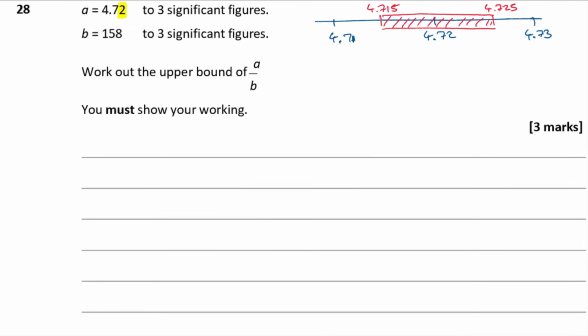Okay, now that's A. I'm going to do the same thing for B. B is 158 to 3 significant figures. So I'm going to draw another number line and mark on the number they gave us, which is 158. Now this time the third significant figure is that 8 there, isn't it? 1, 2, 3, it's the 8. So that means this number's been rounded to the nearest unit or whole number. So one whole number up from 158 is going to be 159. One whole number down from 158 is going to be 157.